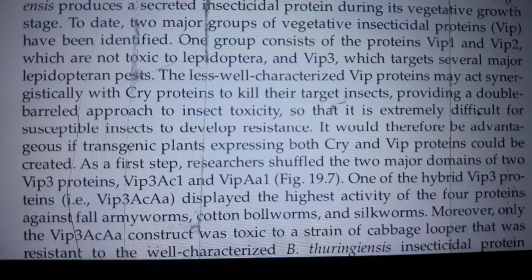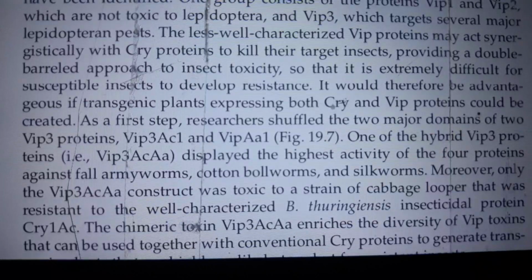The less well characterized VIP proteins may act synergistically with Cry proteins to kill their target insects, providing a double-barreled approach to insect toxicity so that it is extremely difficult for susceptible insects to develop resistance. It would therefore be advantageous if transgenic plants expressing both Cry and VIP proteins could be created.